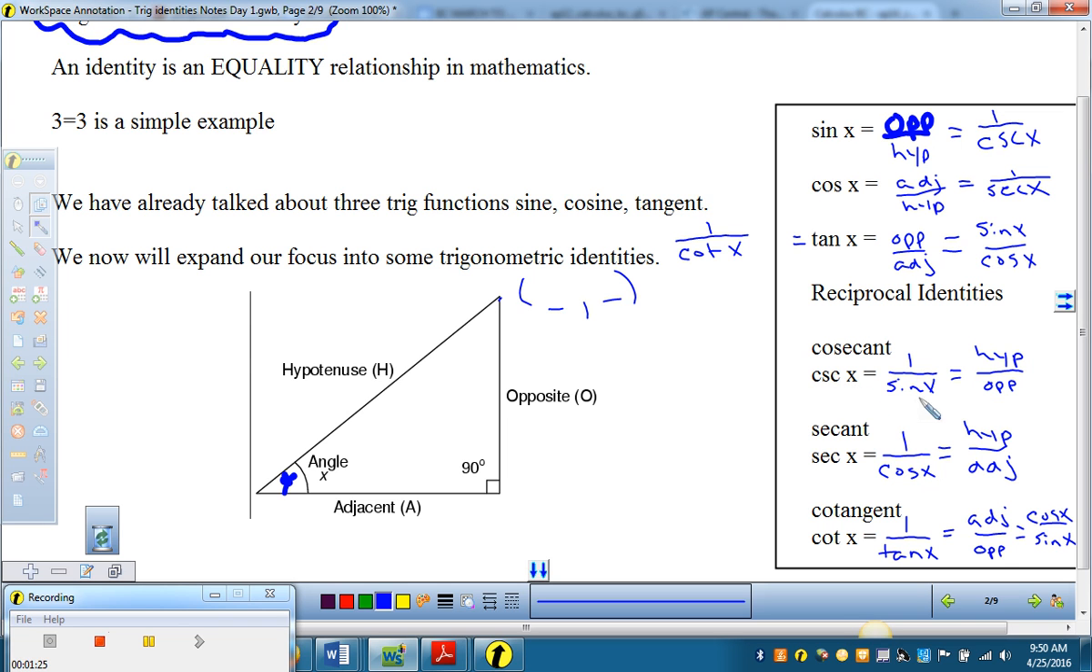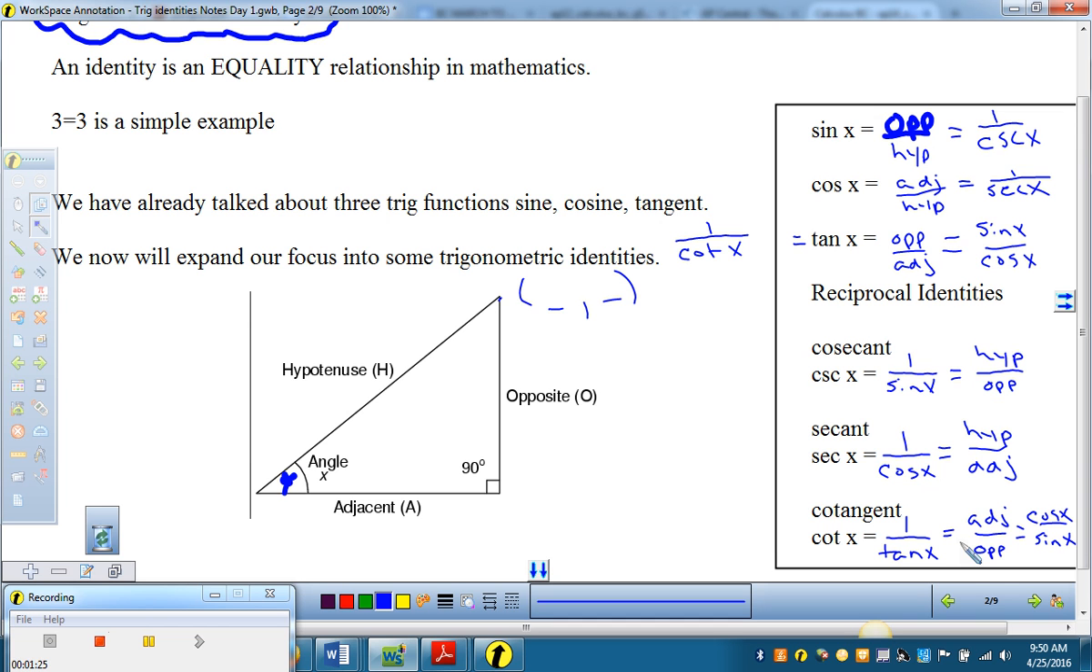Cosecant x, I should see 1 over sine x. Secant x, I should see 1 over cosine x. And cotangent, I want 1 over tan x and cosine x over sin x. I want 1 over tangent, and I want cosine x over sin.